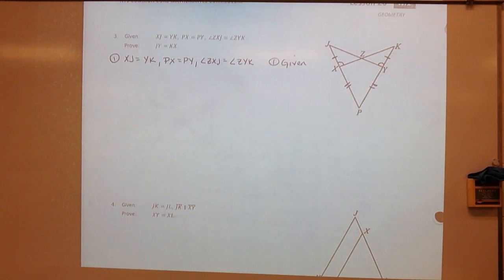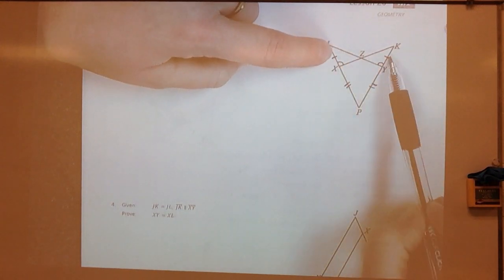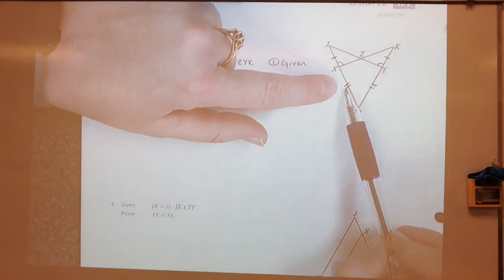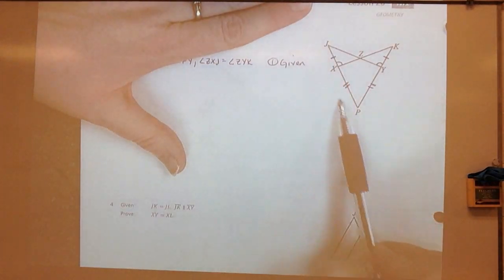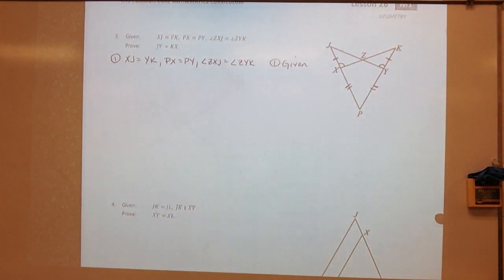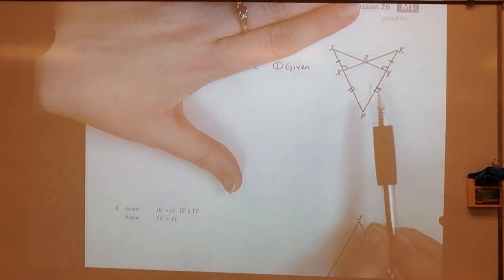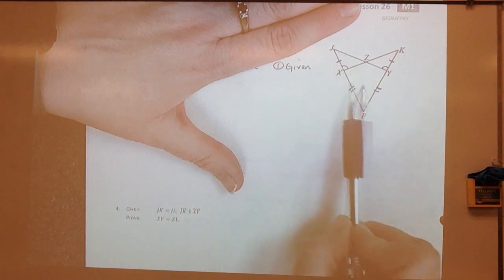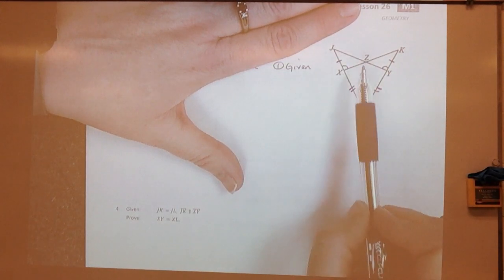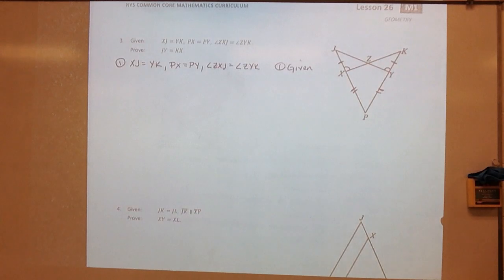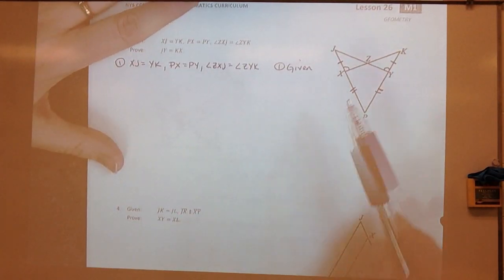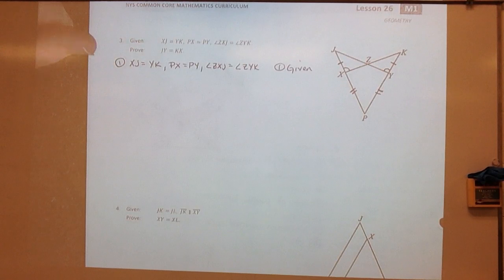So, looking at this, if I know that this segment is equal to each other and this segment is equal to each other, what do I know about the whole sides? Because if I'm trying to figure out that JY is equal to KX, then I'm probably going to have to deal with the bigger triangles. I'm probably not going to look at the two little small triangles right now. I'm going to have to deal with proving something about these big triangles.